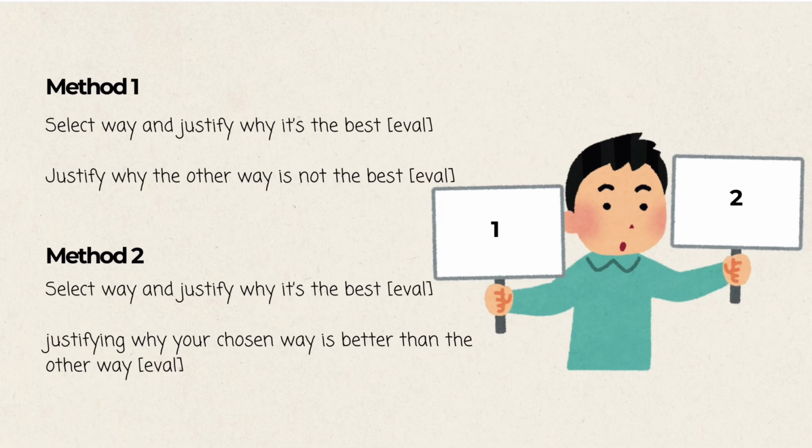There are 2 methods to reject an alternative. The first method is to select a way and justify why it's the best. This is your first evaluation mark. And then to justify why the other way is not the best. And this is your second evaluation mark. However, for method 2, making a choice for the best option remains the same. But the rejection is justifying your chosen way is better than the other way. And that is also a form of rejection.